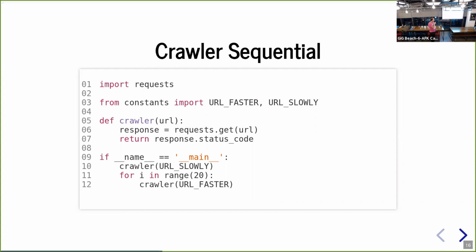And from line 9 until line 12, you call this crawler. In sequential, you crawl first the slowly endpoint, and after this, we call the crawler 20 times with the faster URL. This is very inefficient, and the total time to run this is 10 seconds for the first call and 20 seconds for the second call, so the total is 30 seconds. I will show how to run this here.